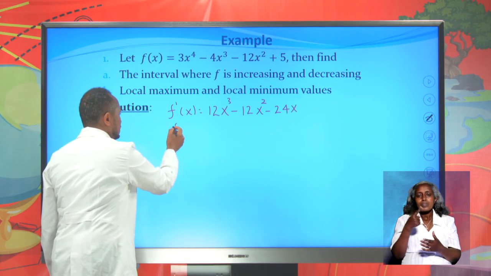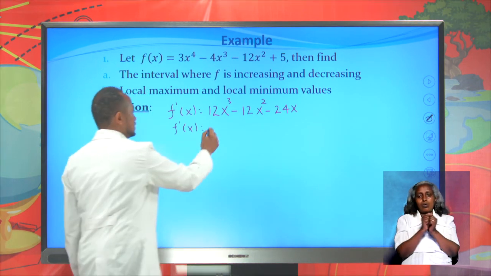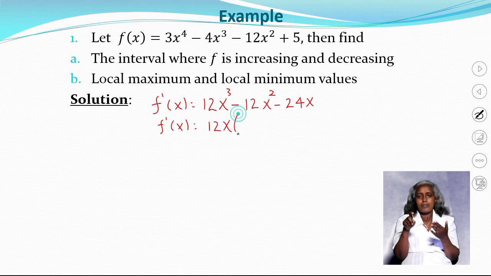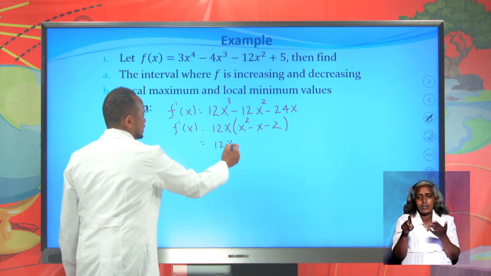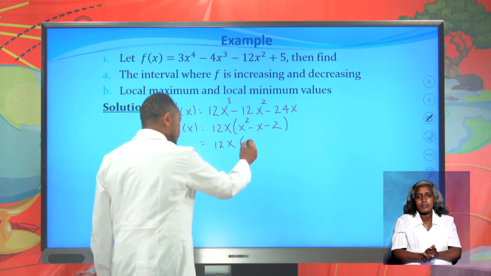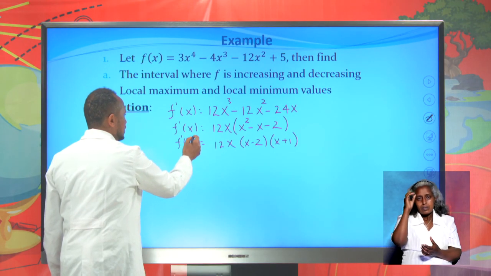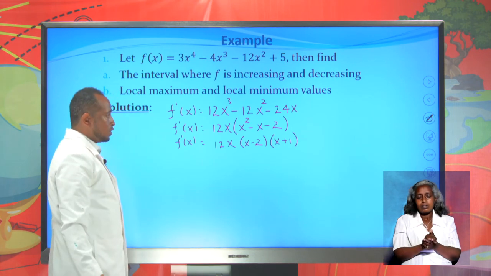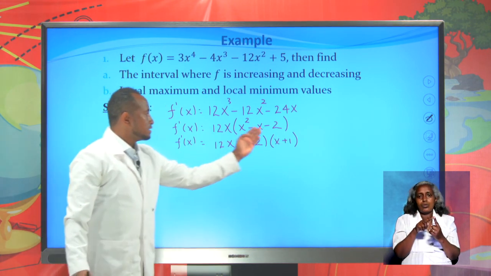So the derivative of our function f of x is equal to, we can take 12x as a common factor, 12x times x squared minus x minus 2. So this is equal to 12x, and factorizing this, you'll have x minus 2 times x plus 1. This is the derivative of our function f of x. So, to determine the increasing and decreasing intervals, we need to find the sign of this value.